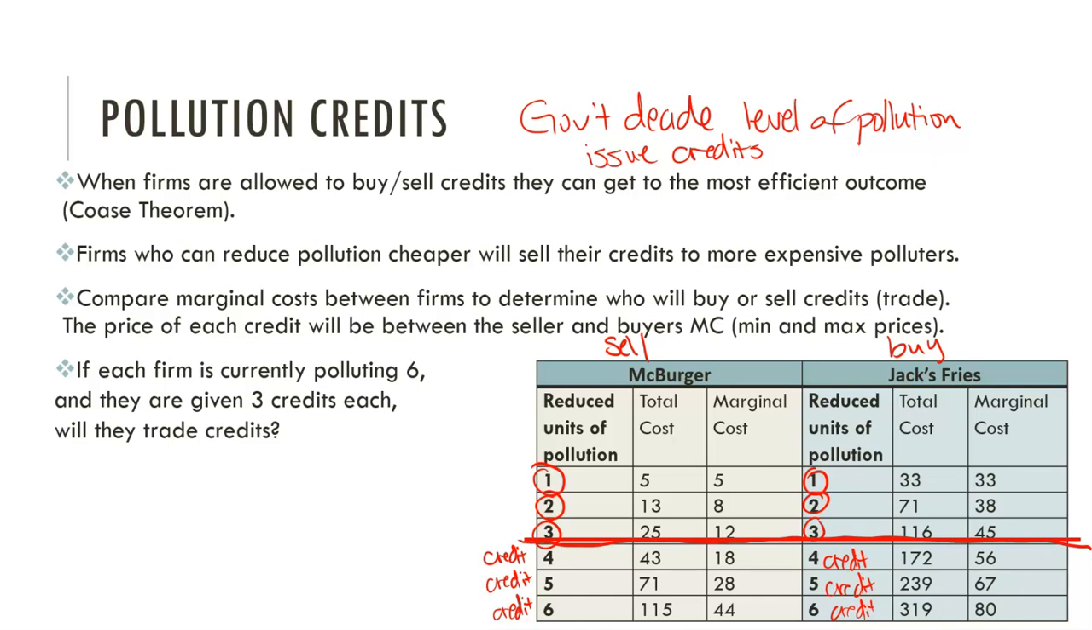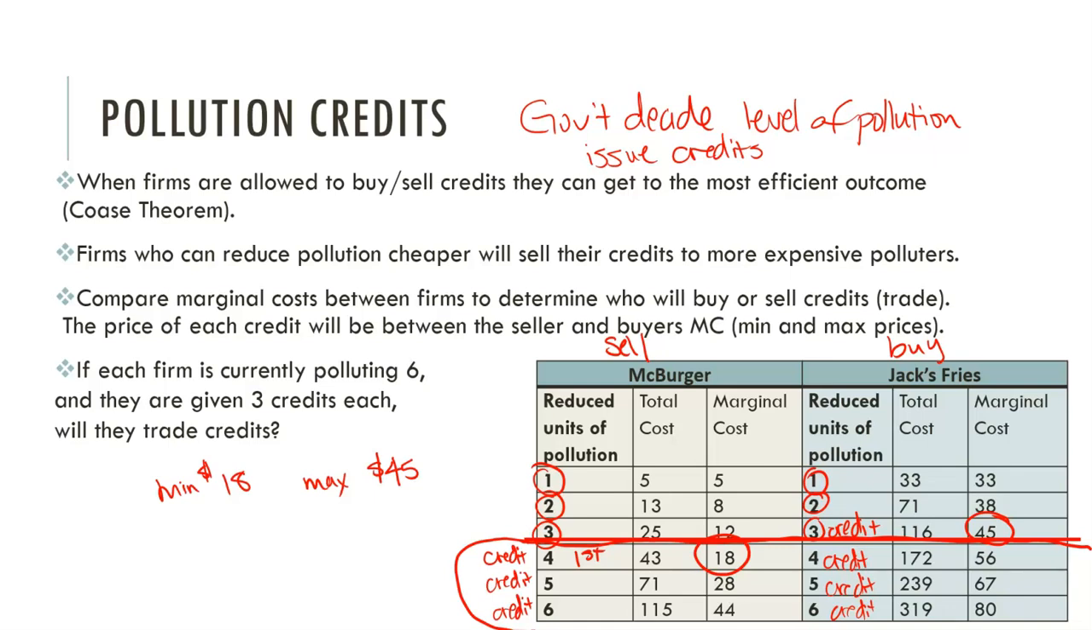So for McBurger, if they sell their credits, it's going to impact 4, 5, and 6. So if they sell their first credit, they're going to have to reduce 4 units of pollution, and it's going to cost them an extra $18. So the minimum they'd be willing to sell their credit for is going to be $18. And if Jack buys this credit, he's going to use it for that third unit of pollution, which is currently costing him $45. So the max he'd be willing to spend on that credit is $45 because that's what he's already having to pay to reduce pollution.